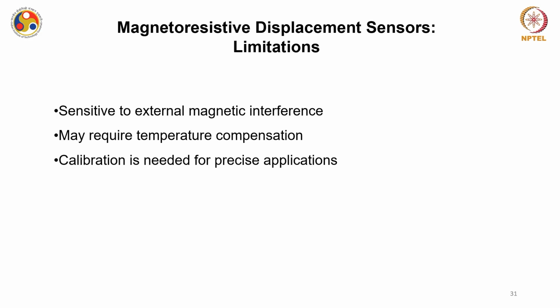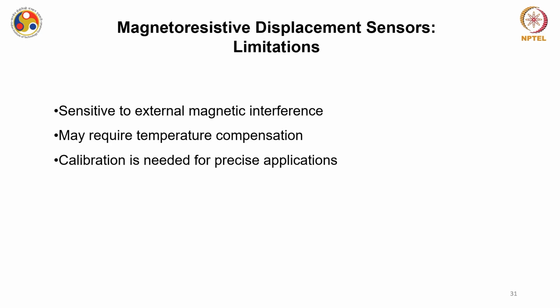And since this electrical change is because of an external magnetic field, they have good performance and less dependence on temperature. However, as they use a magnetic field for the measurement, they are very sensitive to external magnetic interference. They may also require a certain kind of temperature compensation, and calibration is needed for certain important applications of these magnetoresistive displacement sensors. So they also have these limitations.